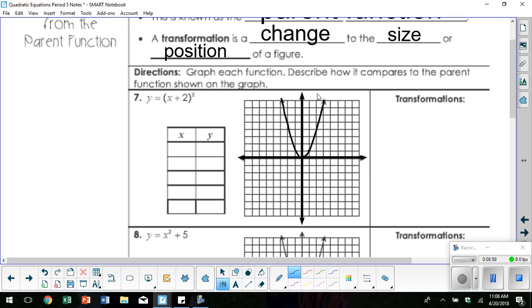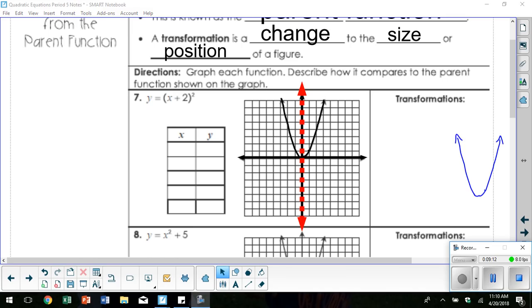Now, what's going to happen is you're going to take that parent function and you're either going to move it left, you're going to move it right. What are you going to do with it? For the parent graph, this is the axis of symmetry. For the new graph that we're going to graph, we need to figure out what the axis of symmetry is going to be, and we're going to try to manipulate the parent graph to see where it goes.